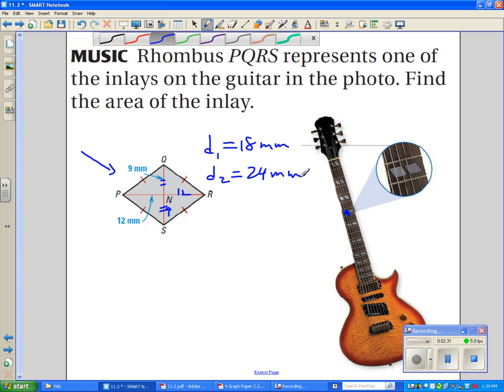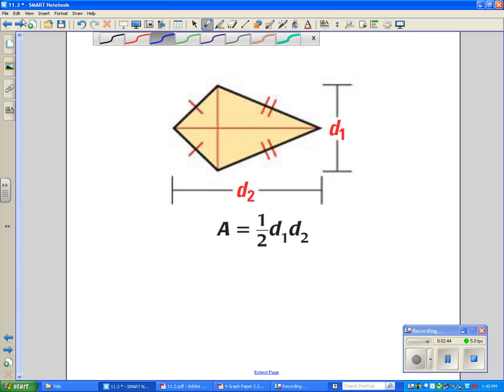Plug this into the formula. We have 18 times 24 divided by 2, and I get 216 millimeters squared. Booyah! Next one, this is a kite.